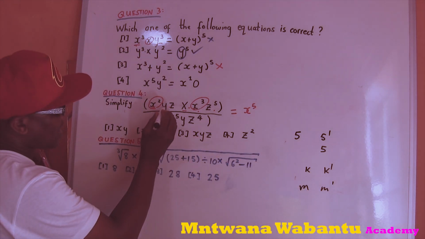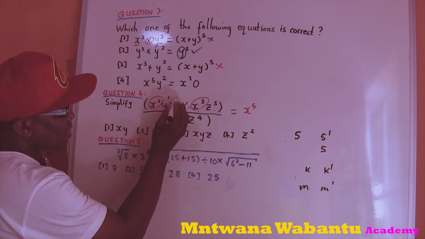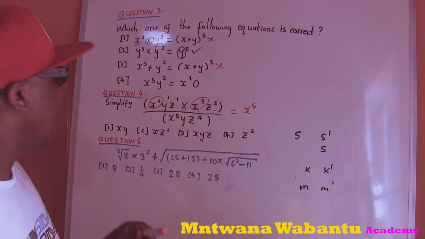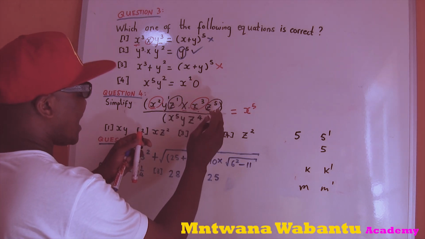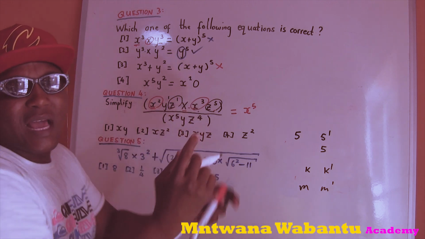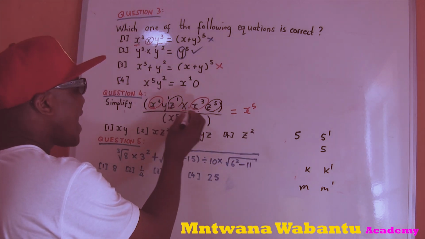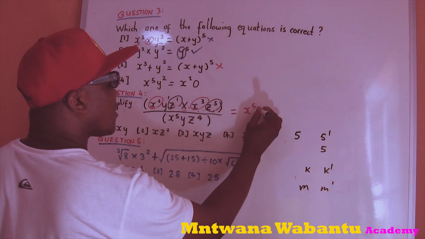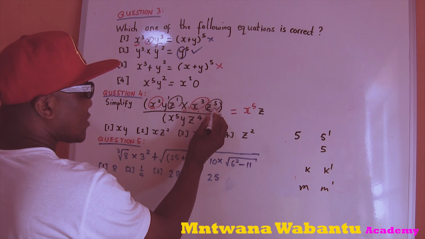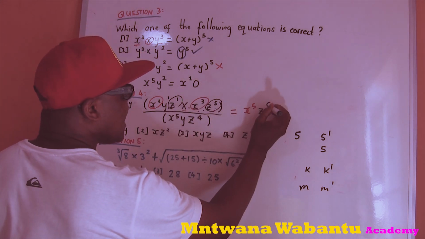So since there's no power here, let me put this in power 1. And there's no power here, so I'll say z power 1. Why do I do it? Because I know these are similar, so I'm going to bind them together and write only one base and add the powers. So z, because y doesn't have a friend here, only z. I'm going to write only one z. Now there's a z here, so I don't have to write them twice because the bases are the same. So 1 plus 5 equals 6.